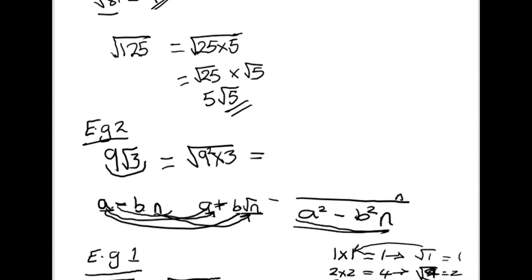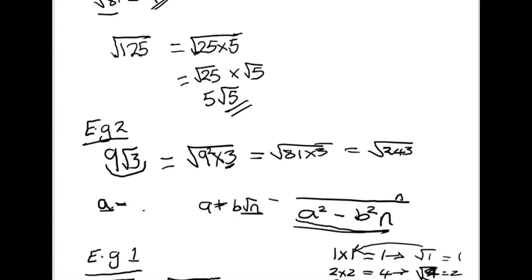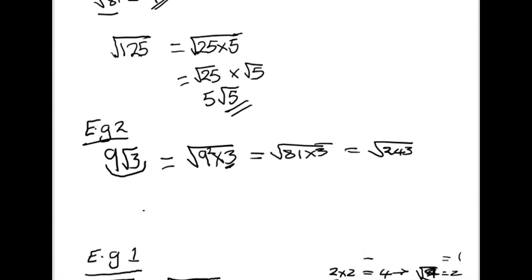So 9 squared is 81. We are just reversing what we did in the first example. 9 squared is 81, times this 3. And 81 times 3, put your roots. 81 times 3 is 243. So this is how to change a surd in its basic form to a single state.